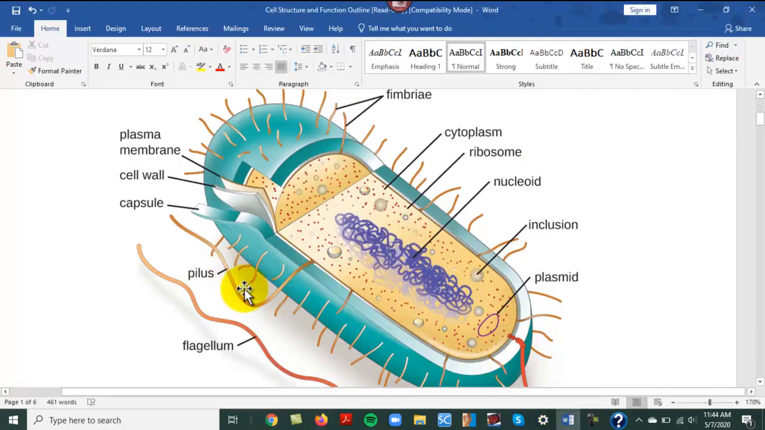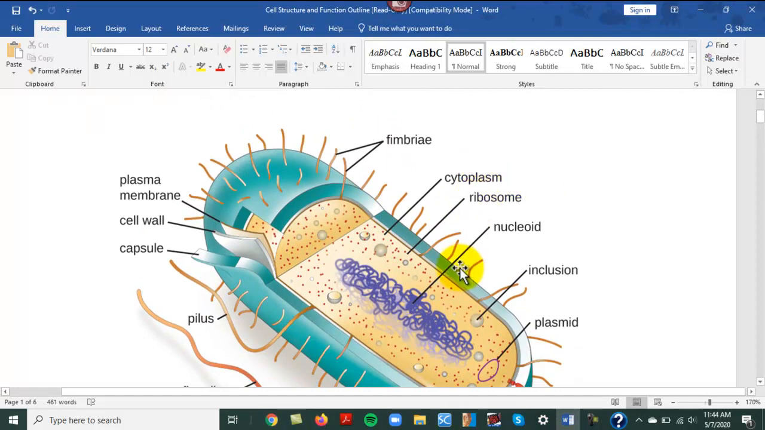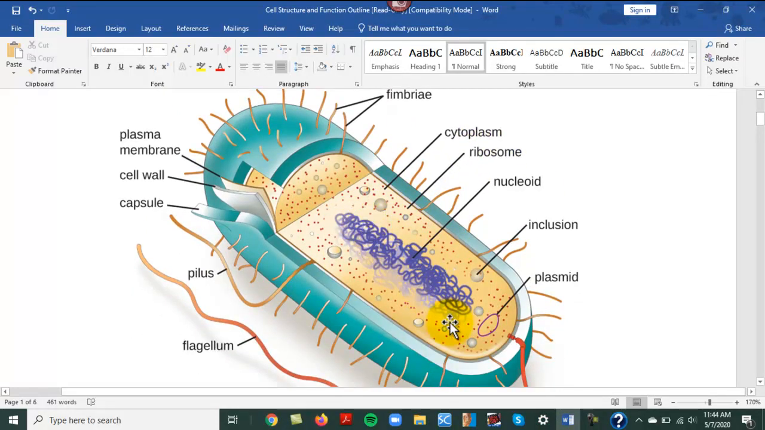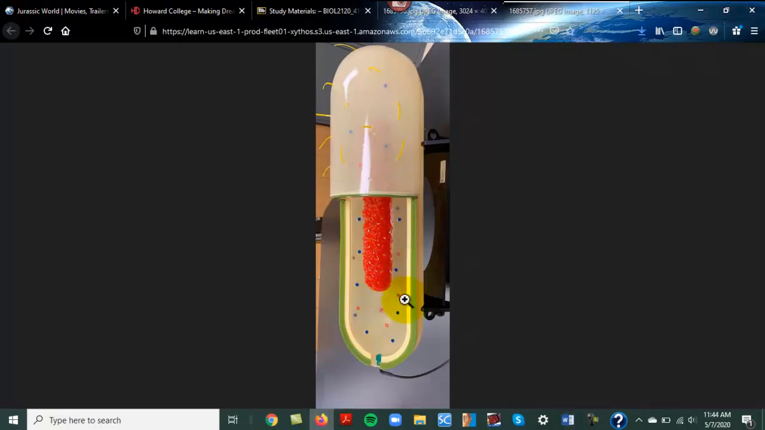I don't know if I pointed that out on here. It says cytoplasm. It's just like this jelly material that fills up a cell. All the biochemistry happens there. It's made of cytosol. All right, so that's there.